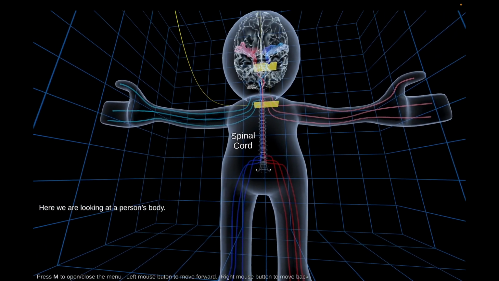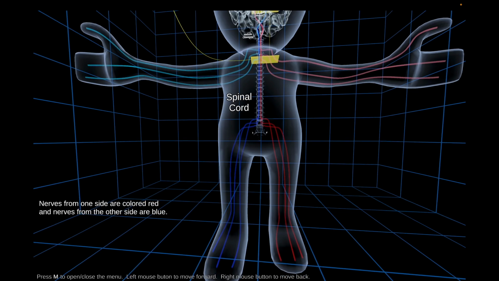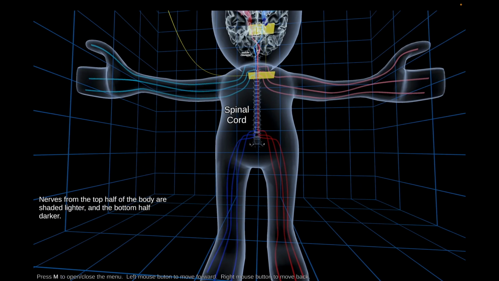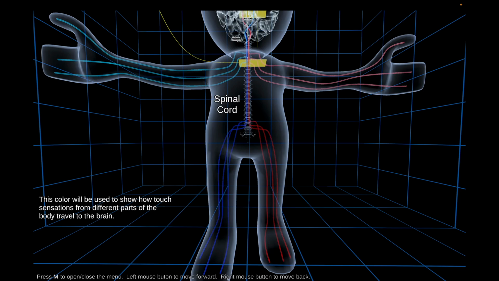Here we are looking at a person's body. Nerves from one side are colored red and nerves from the other side are blue. Nerves from the top half of the body are shaded lighter and the bottom half darker. This coloring will be used to show how touch sensations from different parts of the body travel to the brain.